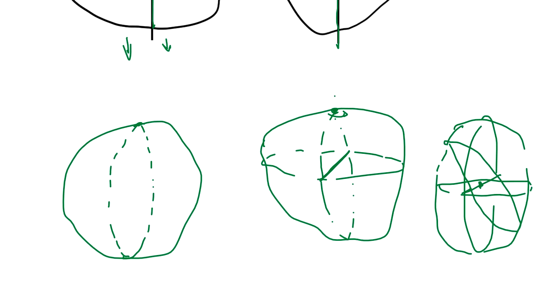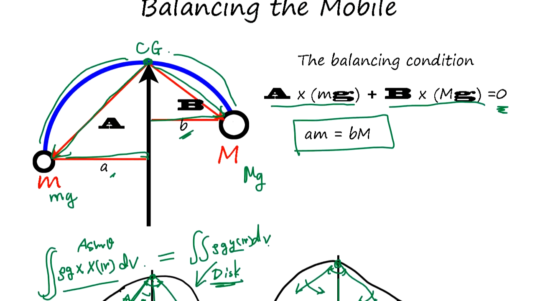In order not to rotate around the center of gravity, the integration of all the torque has to be an equal amount. So that's what this basic equation is.